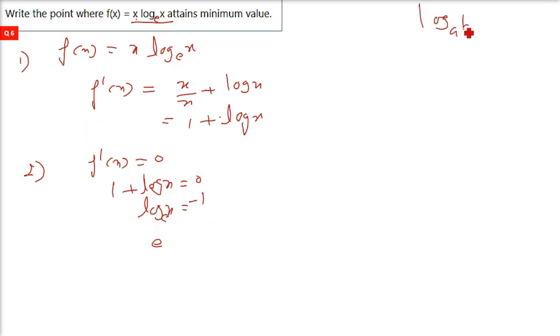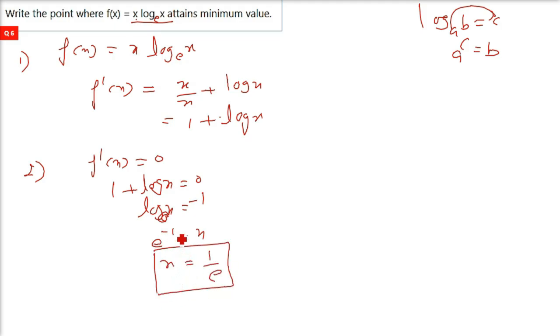Remember, log base a of b equals c simply means a to the power c is equal to b. So e raised to the power minus 1 is equal to x here. x is equal to 1 by e. This is your x. But you are not going to stop here, because we need to find out the minimum. For that minimum or maximum, we have to go for the double differentiation. And that double differentiation will keep this x equals 1 by e value and then see what is the sign we are going to get.